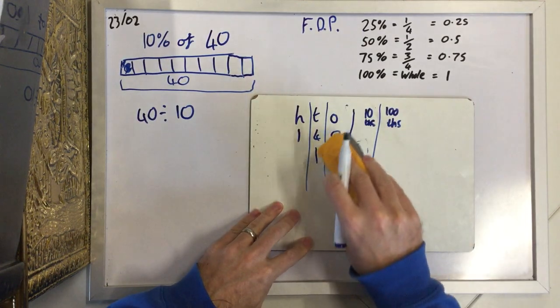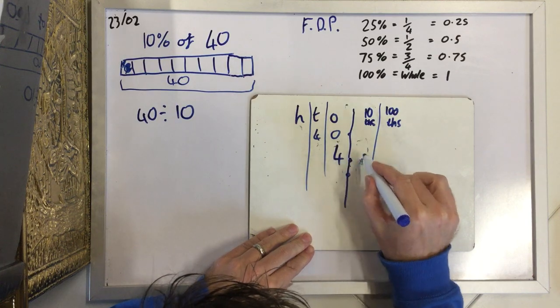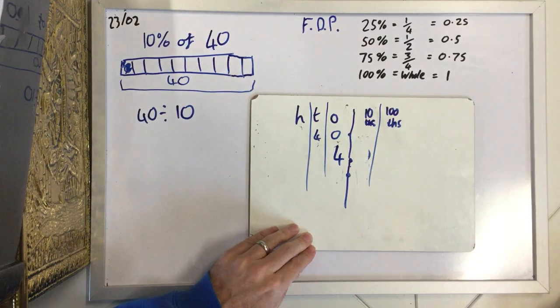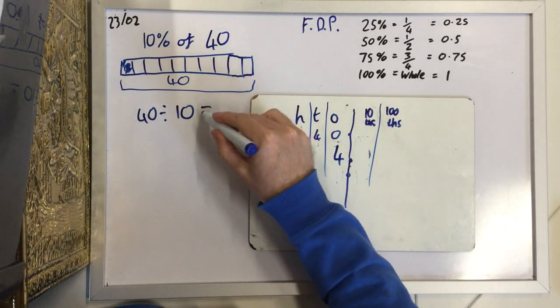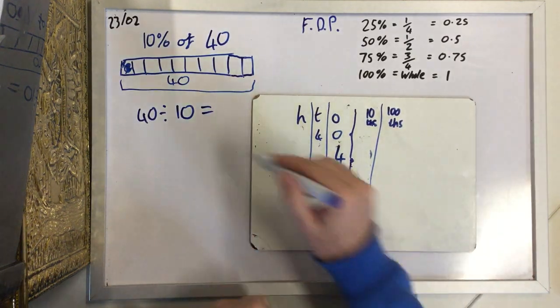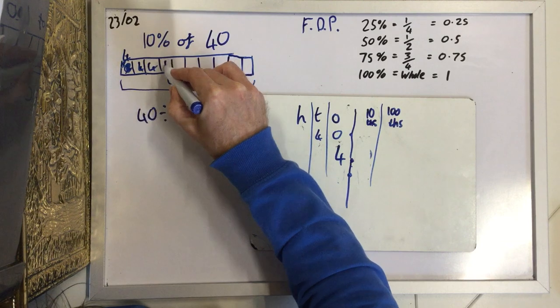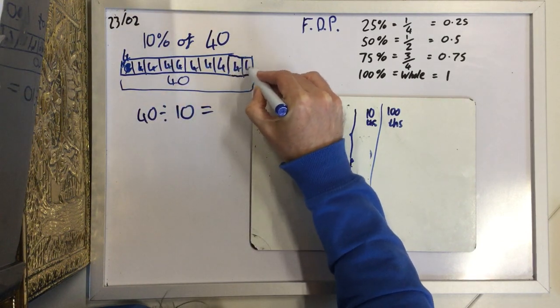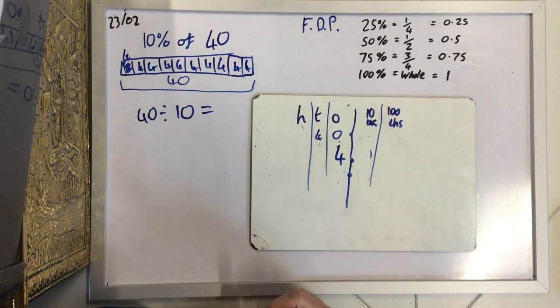So if I go very quickly back then, so we have 40 divided by 10. Yeah, you see, shift our digits. Okay, and we've got 4. Okay. So each one of these would be worth 4. That'd be 4, 4, 4, 4, 4, 4, 4, all the way to the end. And then 10 lots of that 4 get you back up to 40. So 10% of 40 is 4.